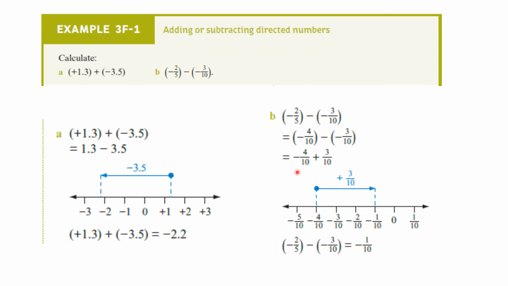Okay, so now we've got negative 4/10 plus 3/10, and if we use our number line, we're moving to the right, and we end up our final solution at negative 1/10.